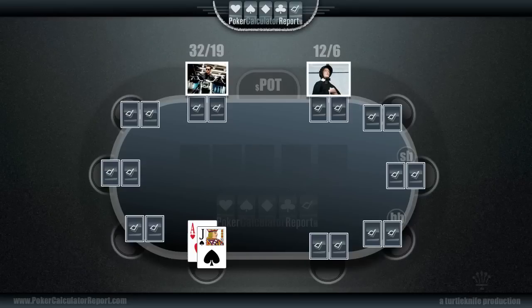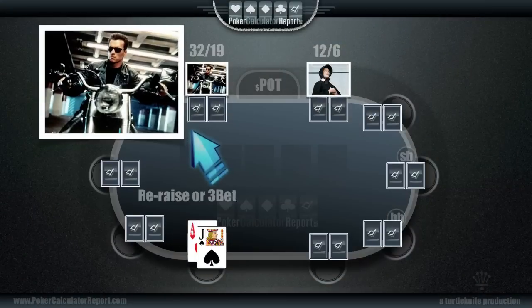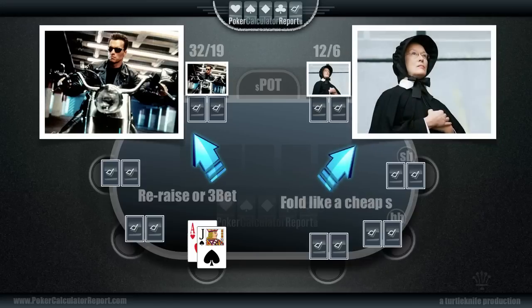So for example, if I was holding ace-jack offsuit against one of these players, I would be inclined to re-raise Arnold here, and quickly muck my hand pre-flop if Meryl Streep, especially dressed as a nun, raised the pot before me. Although this is a simplified version, the numbers and decisions are very real and common in game scenarios.